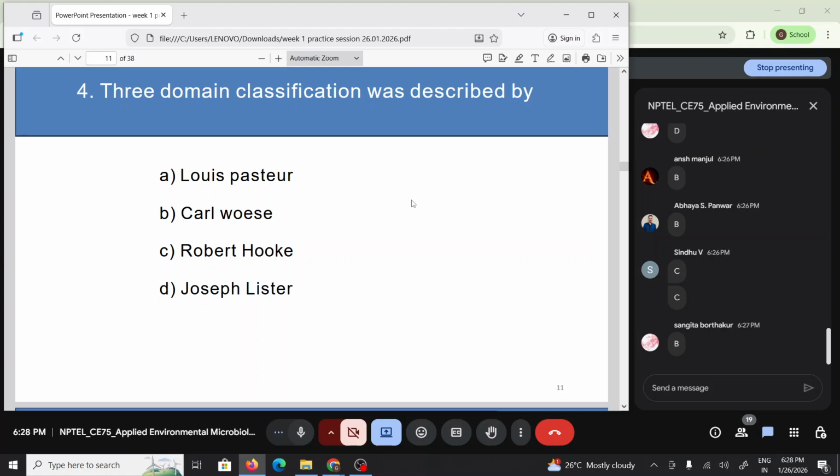Okay, we have couple of answers now, and mostly it is B. So yes, the three domain classification was brought about by Carl Woese. And do you know what are the three domains that he classified organisms into?